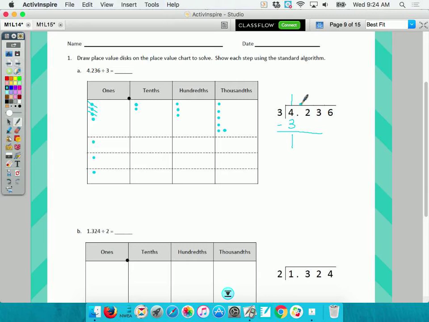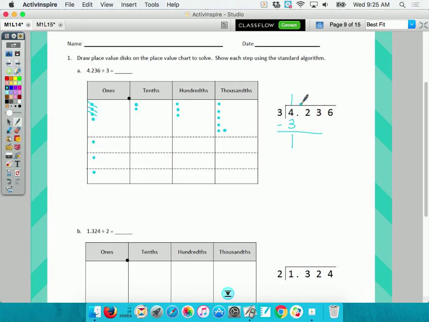On the problem set, can you stop for a minute? On the problem set, kids did their whole place value chart and then they couldn't figure out what to write over here. I want you to do this column, then complete it over here. Do the tenths, complete it on the standard algorithm, and keep going like that.